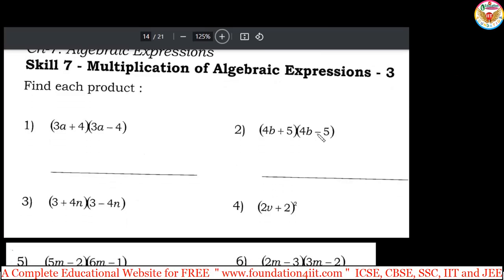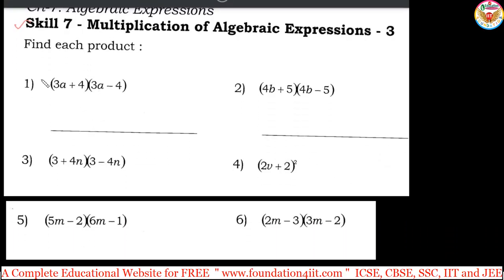Next, once you are perfect with addition and subtraction of all kinds of fractions and simplifications, next is multiplication of algebraic expressions, one more skill. 3a plus 4 into 3a minus 4. So we can use the algebraic expression formulas also. If the question is like a plus b into a minus b, the formula is a square minus b square. So observe here: 3a plus 4 into 3a minus 4.